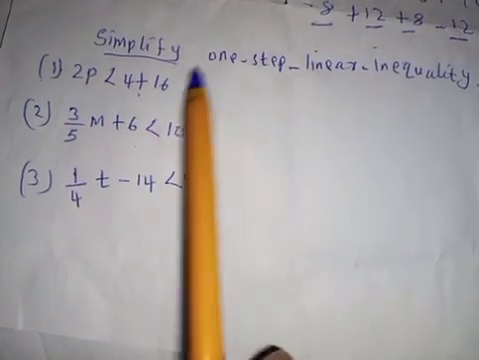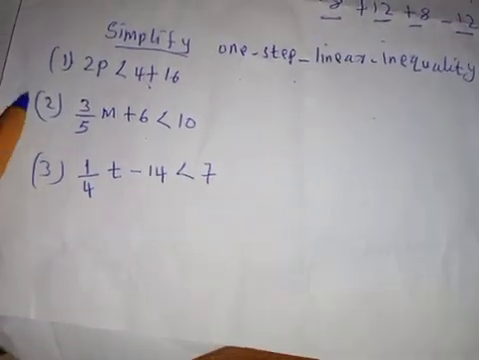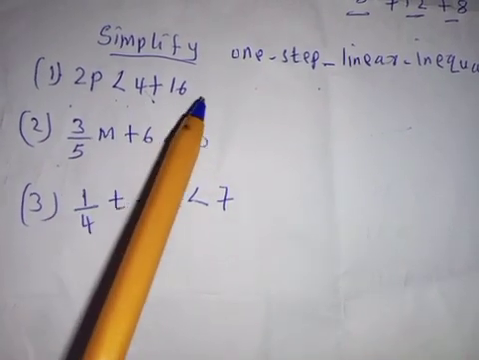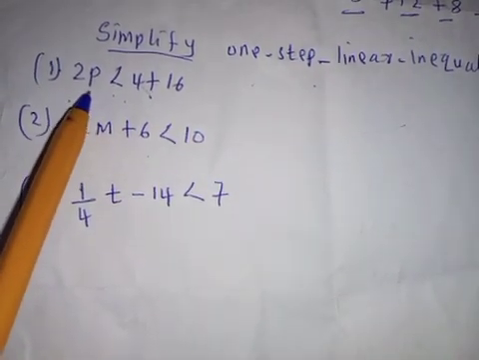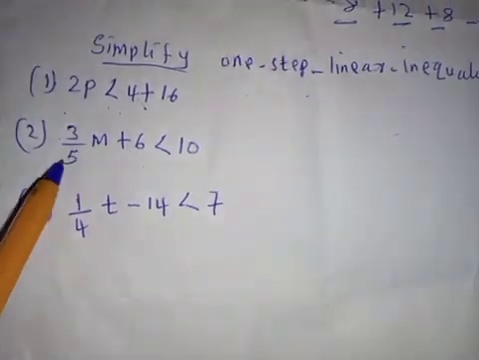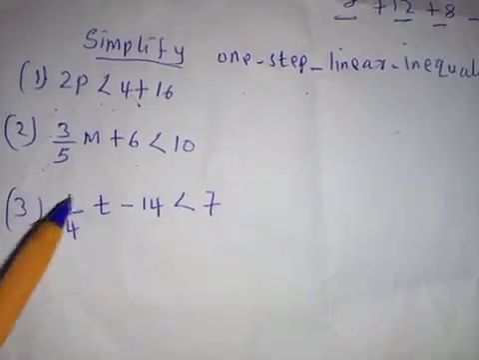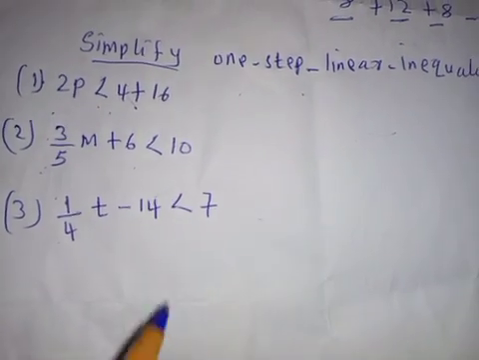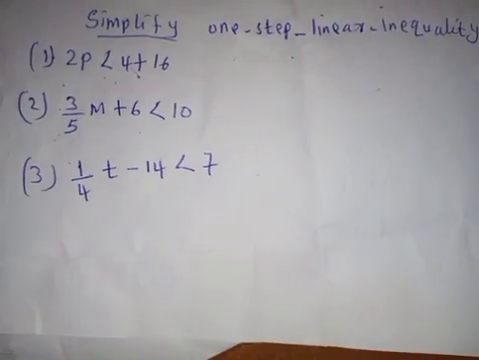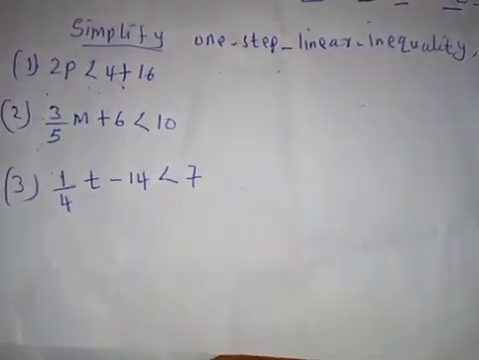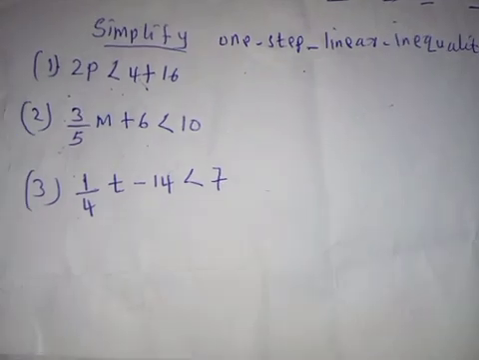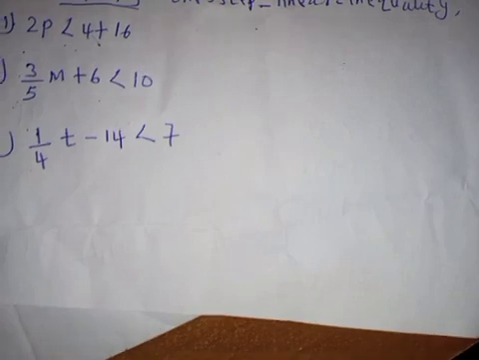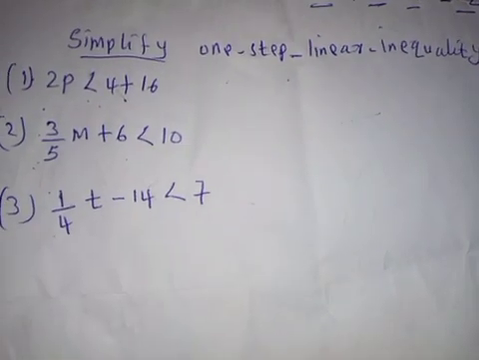Assignment, simplify one-step linear inequality. So to write this at your own time, you have 2p less than 4 plus 16. So simplify so that you can be left with the p this side. 3 over 5 m plus 6 less than 10. And 1 over 4 t minus 14 less than 7. So try this and let me get the response from you later so that I see you are working. You are going to follow the same method as the one we have followed above.